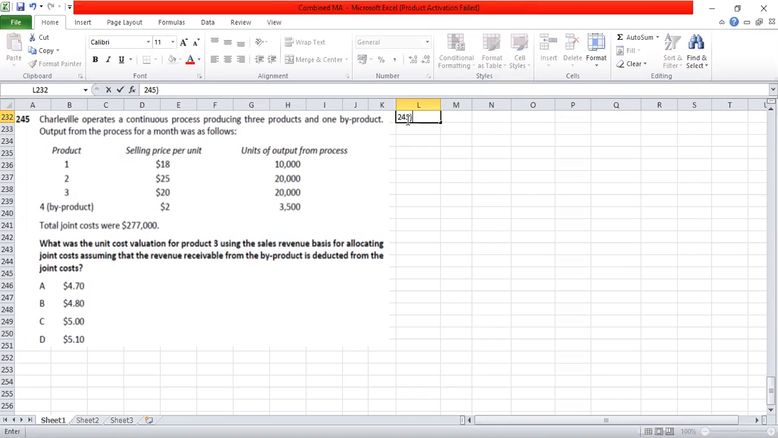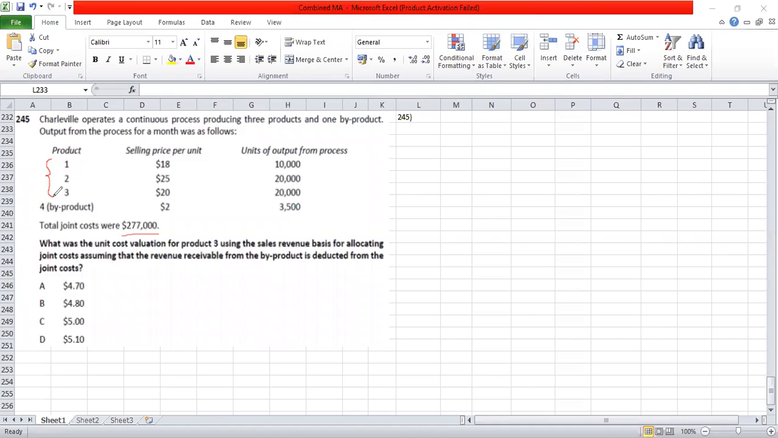245. Total cost incurred is the total joint cost. The total joint cost which is incurred is 277,000. So this has to be a portion allocated to the products. Here, when the cost is allocated, it would be allocated only to main products, that is 1, 2 and 3. But what about the byproduct? The byproduct treatment is something else.